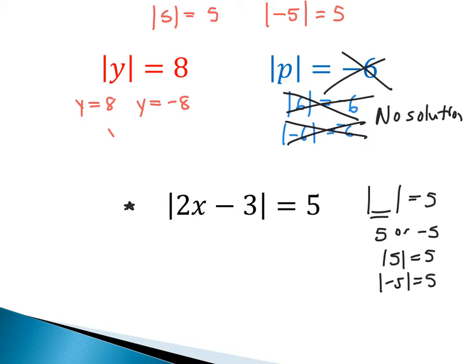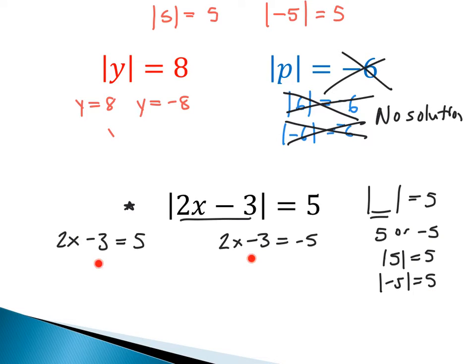So here's how we're going to set this up. We're going to take whatever's inside, 2x minus 3 in this case, and we're going to set that equal to one of two things. First of all, 2x minus 3 could equal 5, because the absolute value of 5 would give me 5 as an end result. Okay? Similarly, 2x minus 3 could equal negative 5, because both of these, 5 and negative 5, when I place them inside the absolute value bars, are going to give me 5 as an end result.